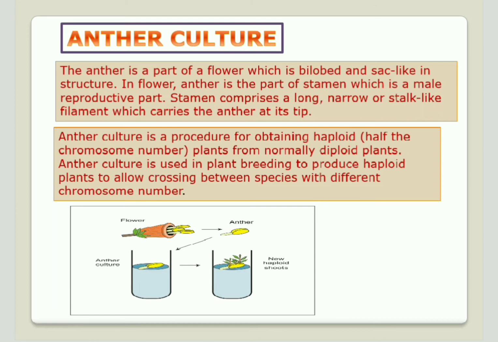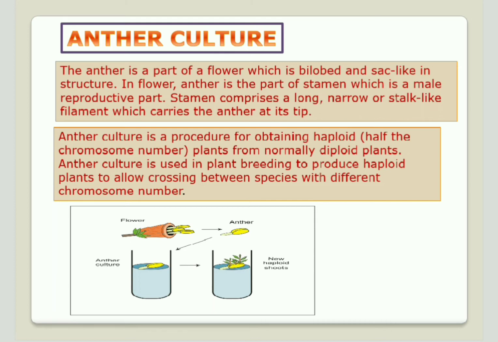These originate from the gametes or gamete-like cells that do not go through fertilization. They have a single set of chromosomes. Now, what are chromosomes? Chromosomes are thread-like structures located inside the nucleus in the plant cell. So what is anther culture?